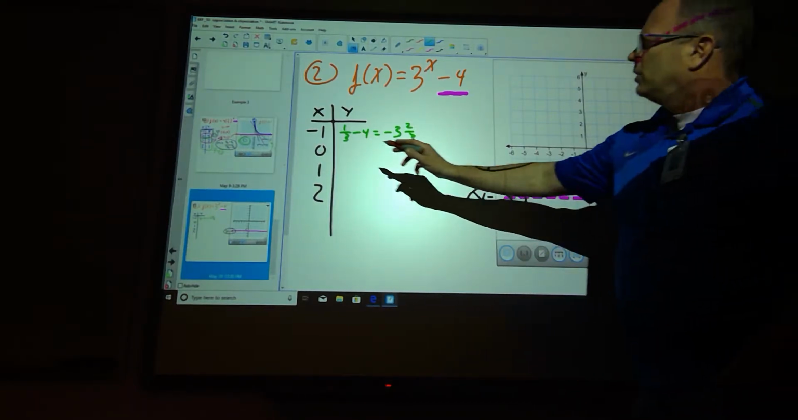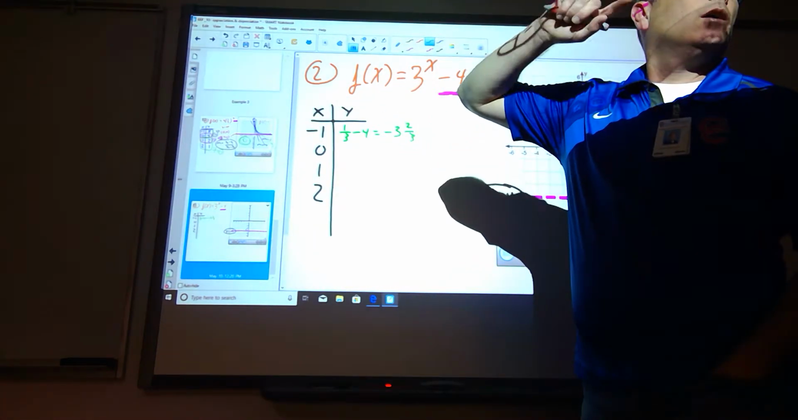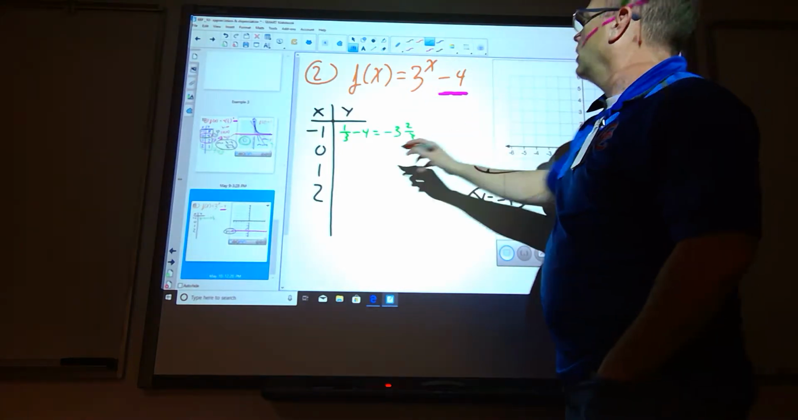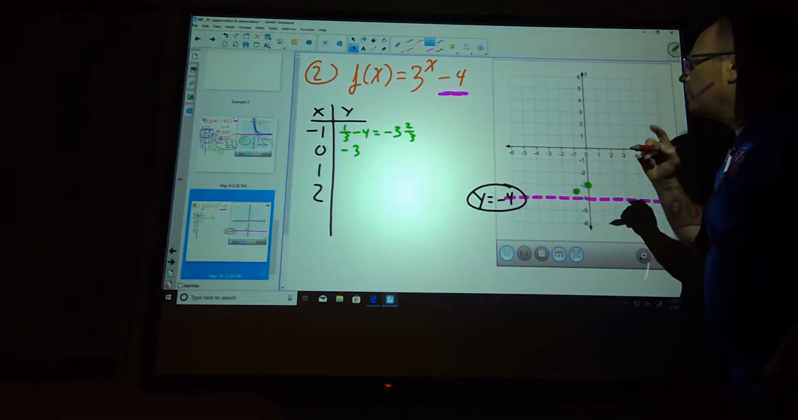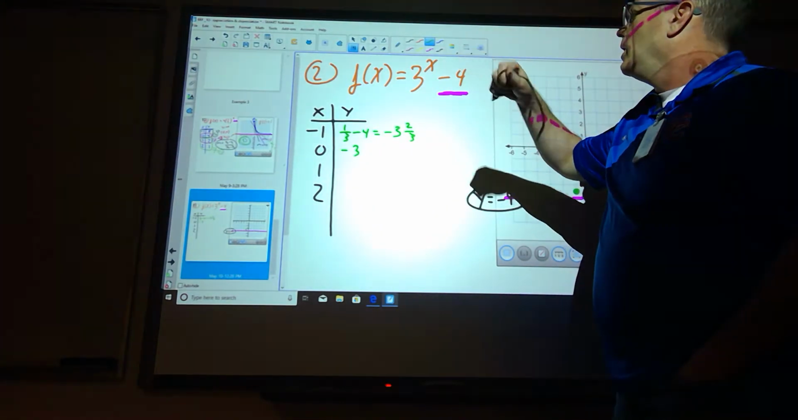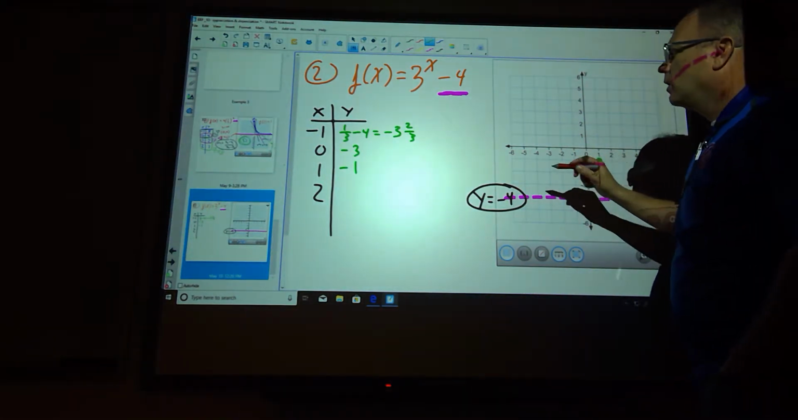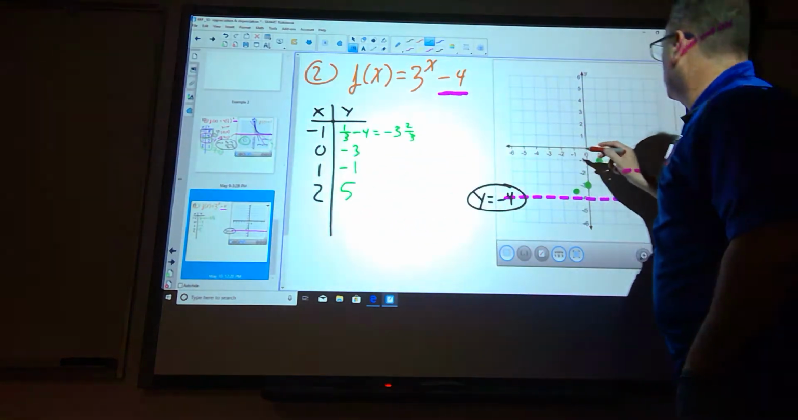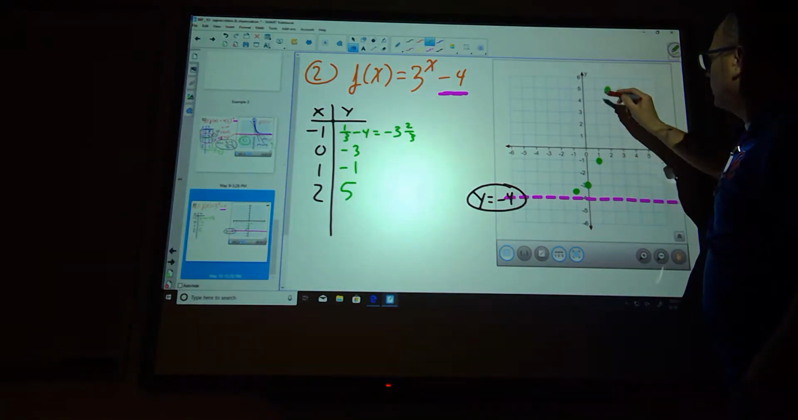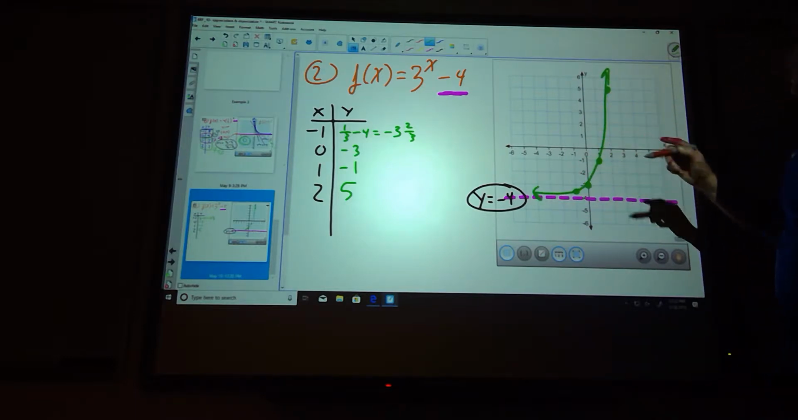All right. Let's plug 0 in. 3 to the 0 is 1. 1 minus 4 is negative 3. So that's about right there. Plug in 1, and 3 to the first is 3. 3 minus 4 is negative 1. Plug 2 in. 3 squared is 9. 9 minus 4 is 5. Oh, good. Everything fit on this graph really nicely. I like it. Would you feel this is growth or decay?